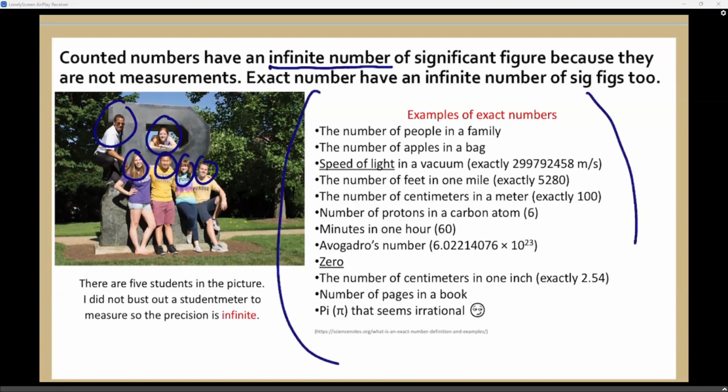Other numbers that are considered to have infinite significant figures are counted numbers, okay? Some of our constants too: Avogadro's number, pi, for example, even though it's irrational, the number of pages in a book.